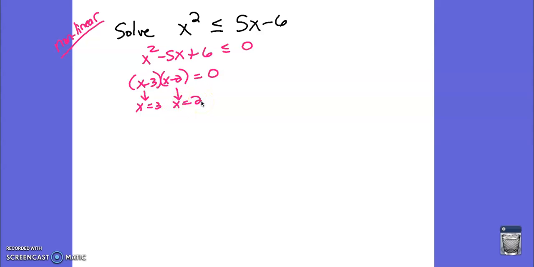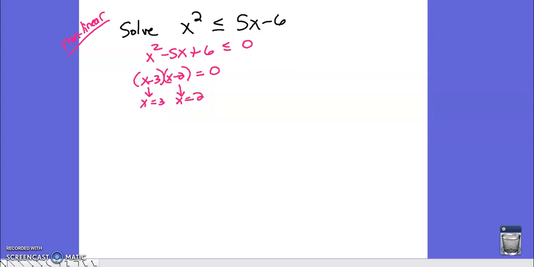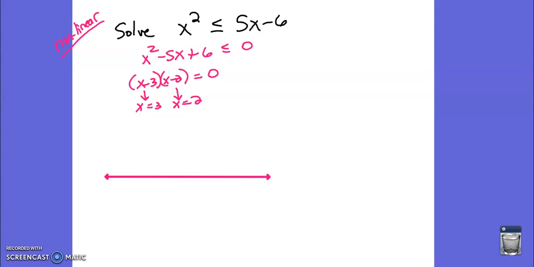Now, what we have to consider on a number line, notice in between 2 and 3, these numbers on the number line, I actually have 3 intervals. So this interval here is talking about all the numbers from negative infinity all the way to 2. Here, this interval is talking about from 2 all the way to 3. And this interval is talking about from 3 all the way to infinity.